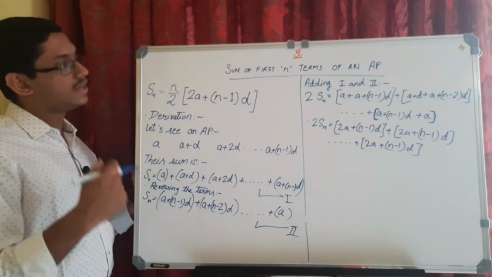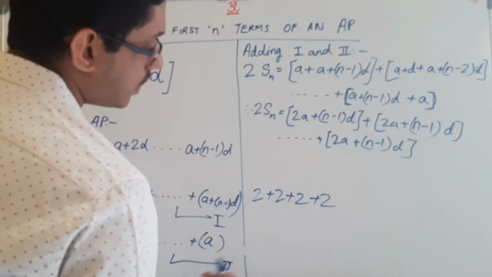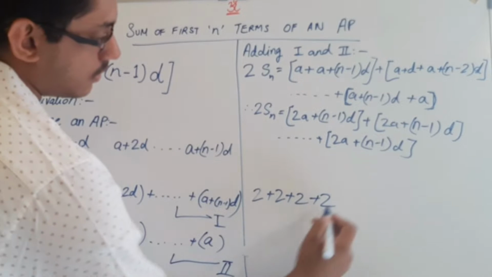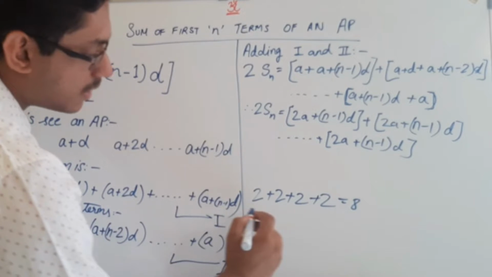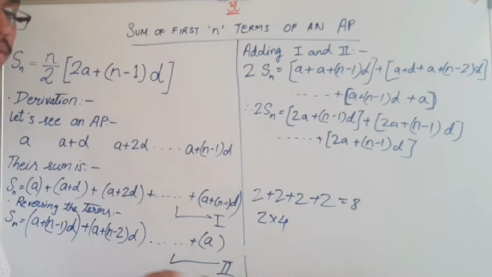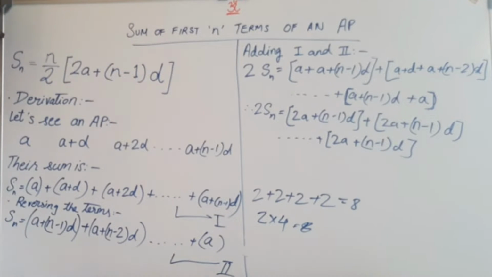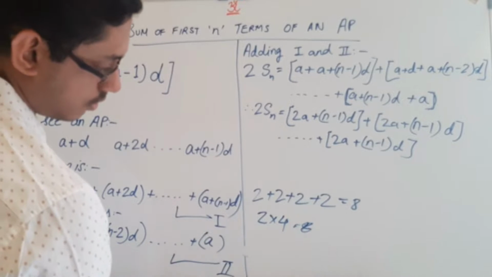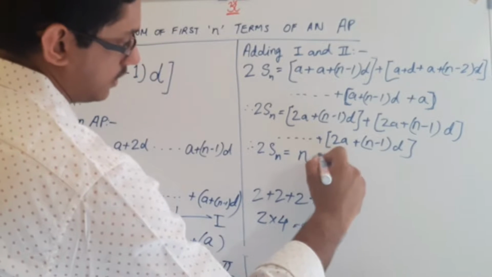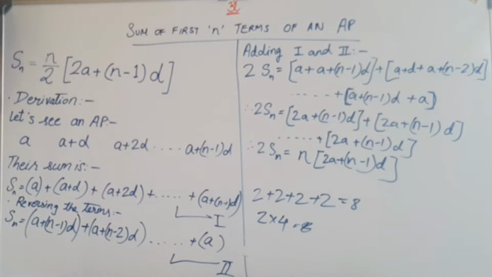Now, when we add something n times, what happens? Suppose 2 plus 2 plus 2 plus 2. We are adding it 4 times. So, how many times is it being added? 4 times, which equals 8. Now, I can multiply it also. 2 multiplied by 4, it got added 4 times. So, I can multiply it by 4 directly, which is also 8. Correct. Similarly, I can do it here also. Wait, let me first show it, then I will erase that. 2Sn is equal to n times (2a plus n minus 1d). I can do it, isn't it?